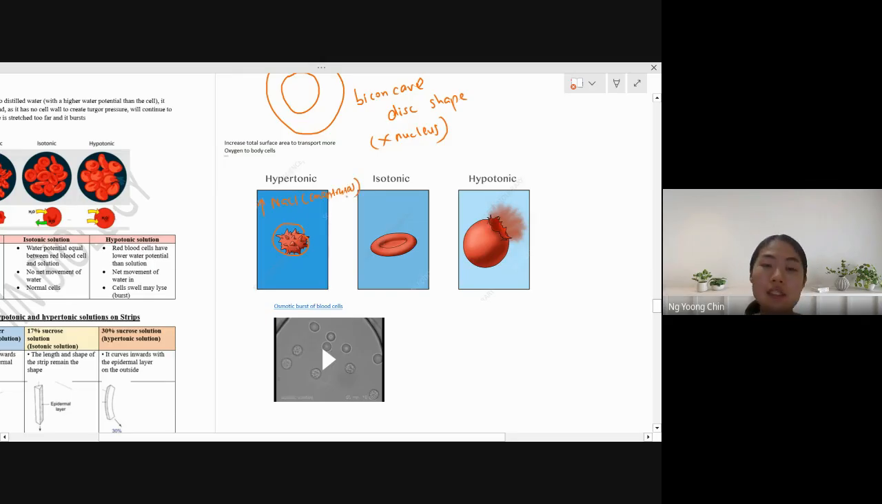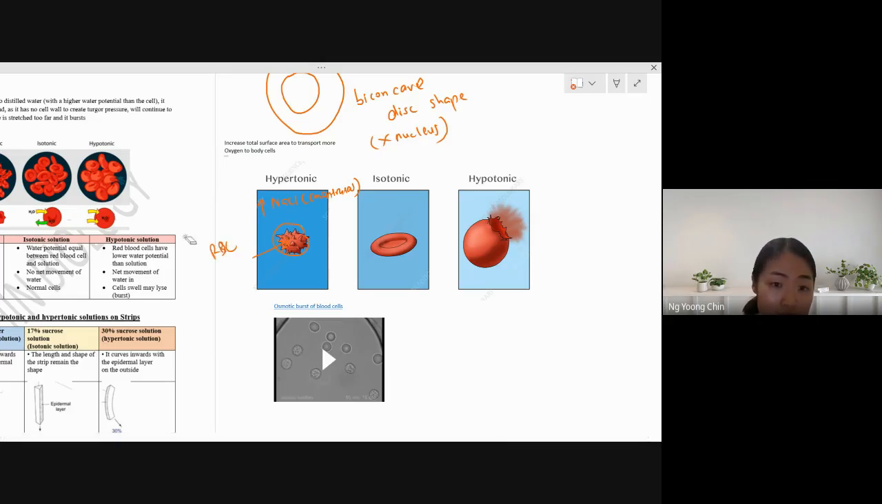Concentrated means that there is a very small amount of water and a very high amount of sodium chloride ions. So the red blood cell is placed in a hypertonic solution. So the red blood cell itself will become hypotonic compared to its surrounding highly concentrated salt solution.